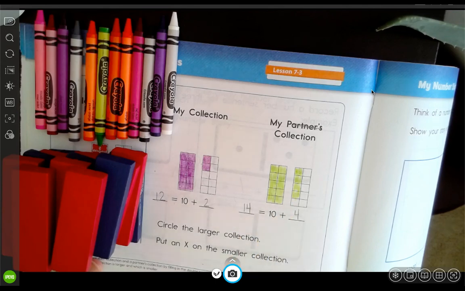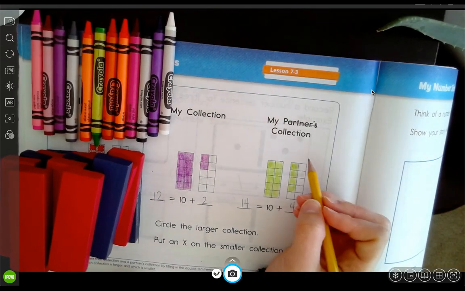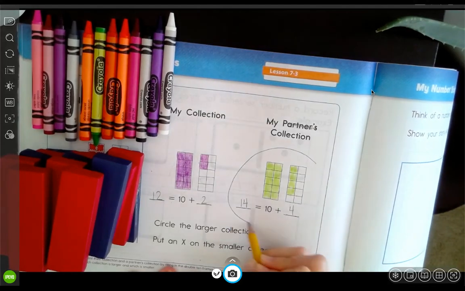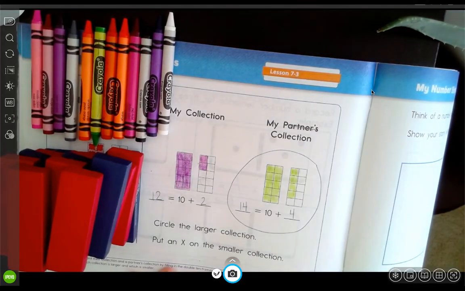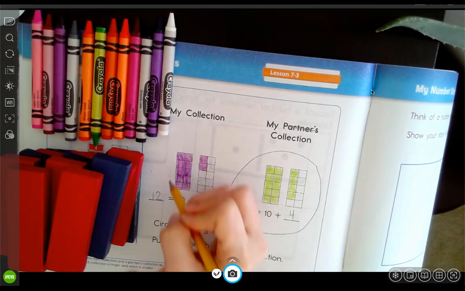Then it says circle the larger collection, put an X on the smaller collection. So I'm going to circle the larger collection. My larger number was 14. And my smaller collection was 12. So I'm going to put an X through my 12.